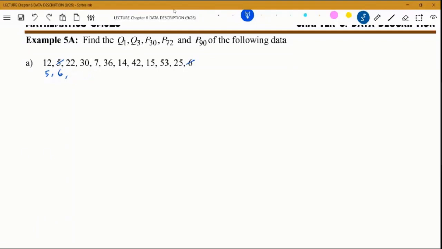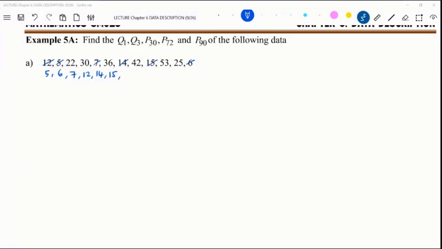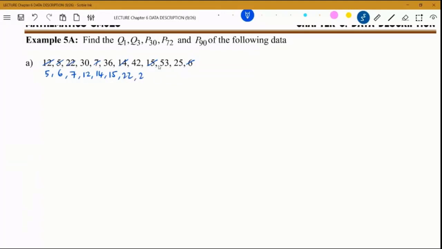We have 7 here. 7, we have 12, we have 14. Apa lagi kita ada? We have 15. And then kita ada apa? 22, 25, 25, 30, 36 and 42. 30, 36, 42 and 53. Okay.